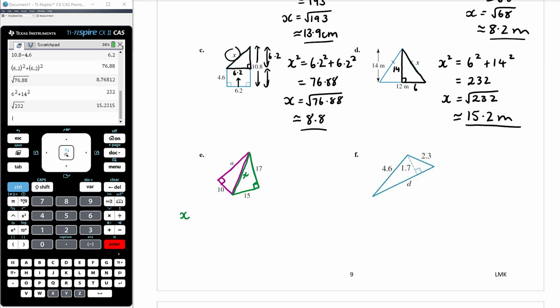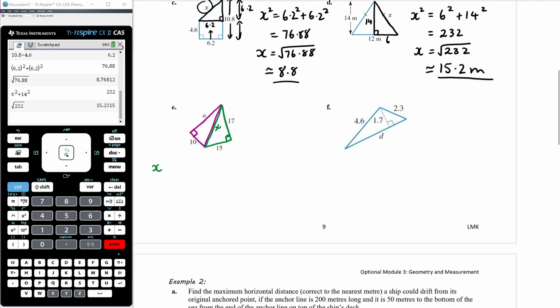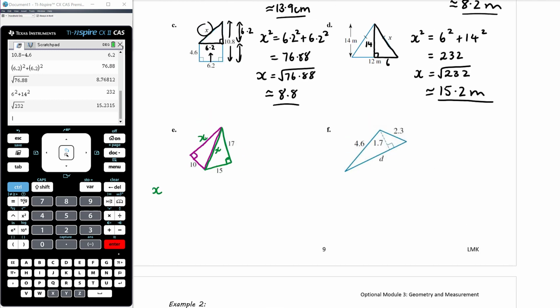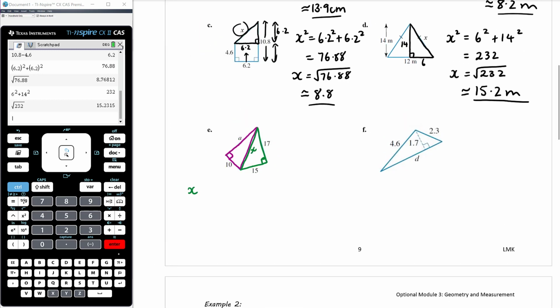Don't label it A. Make sure you use different letters within the same problem. If this was labelled x, don't call this x as well. You can't call two different lengths the same letter.